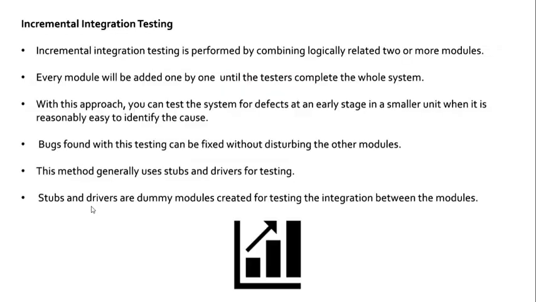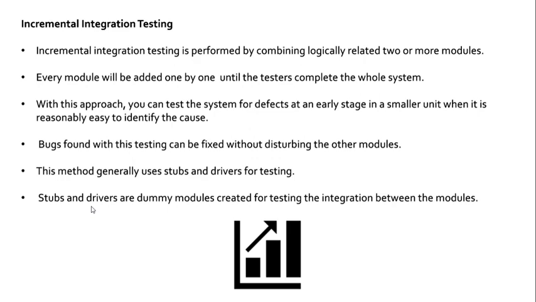Incremental integration testing is performed by combining logically related two or more modules. It is as simple as that. Two or more related modules are combined and tested. Every module will be added one by one until the tester completes the whole system. While developing software, as I mentioned, we develop individual modules, and later one by one each of the modules will be added. New features will be added and integrated.